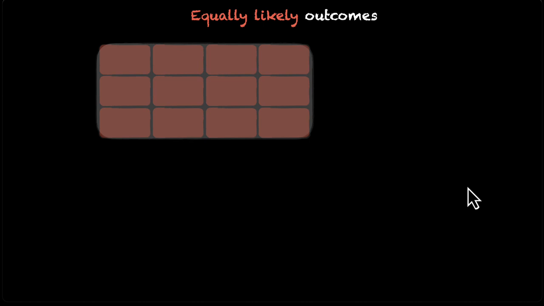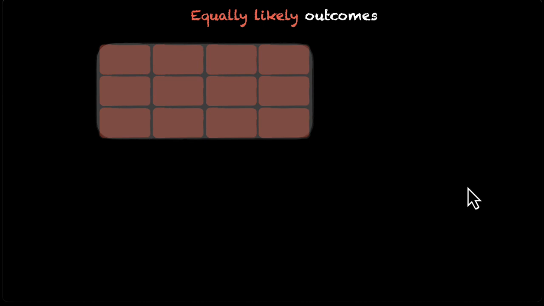Let's talk about equally likely outcomes. Let's imagine that this is your sample space. And here we have a few equally likely outcomes. This is one of them, this is another one, third, fourth, fifth, sixth, seventh, eighth, ninth, 10, 11 and 12th. So we have 12 equally likely outcomes that cover up the entire sample space.